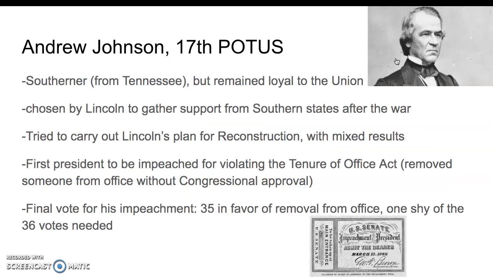Andrew Johnson, the 17th President of the United States. Southerner from Tennessee, but remained loyal to the Union. He was chosen by Lincoln to help gather support from Southern states after the war was over. Tried to carry out Lincoln's plan for Reconstruction after his death with mixed results.